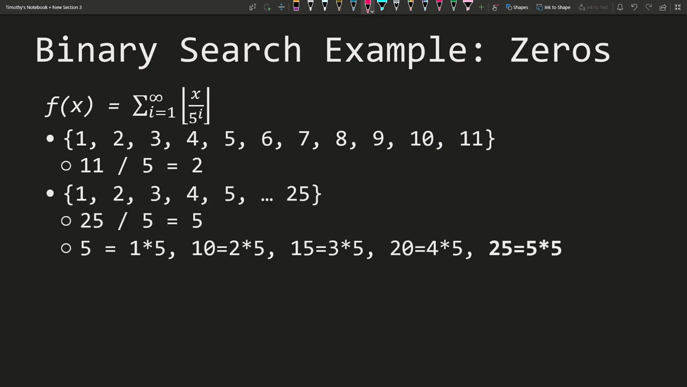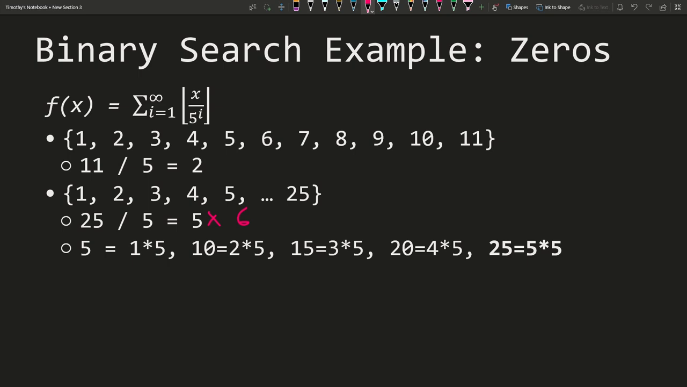But as we see with larger numbers from 1 to 25, if we simply do 25 divided by 5, we only get 5. And that's actually incorrect. So the answer for this one should actually be 6, because there are 6 times that 5 appears from 1 to 25. And so that's from 5 is equal to 1 times 5, 10 is equal to 2 times 5, 15 is equal to 3 times 5, 20 is equal to 4 times 5. But 25 is actually a factor of two 5s. So we're missing one of the 5s for 25.